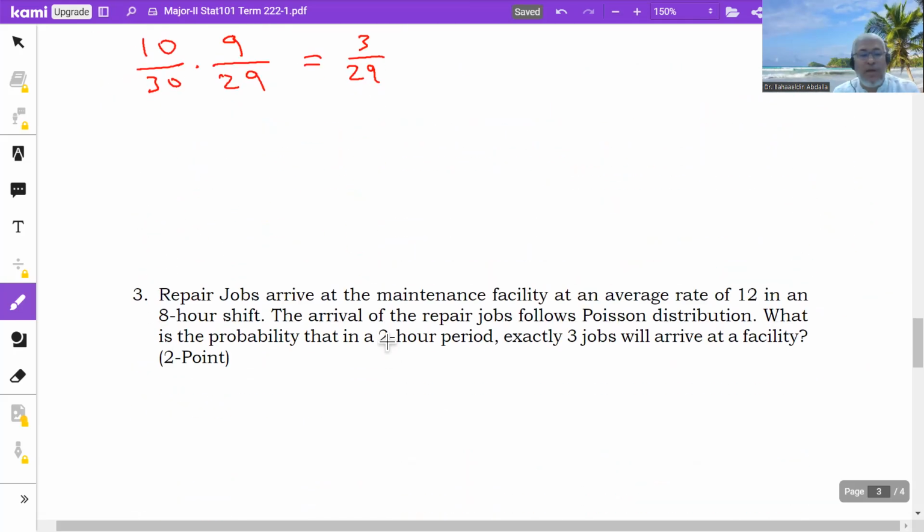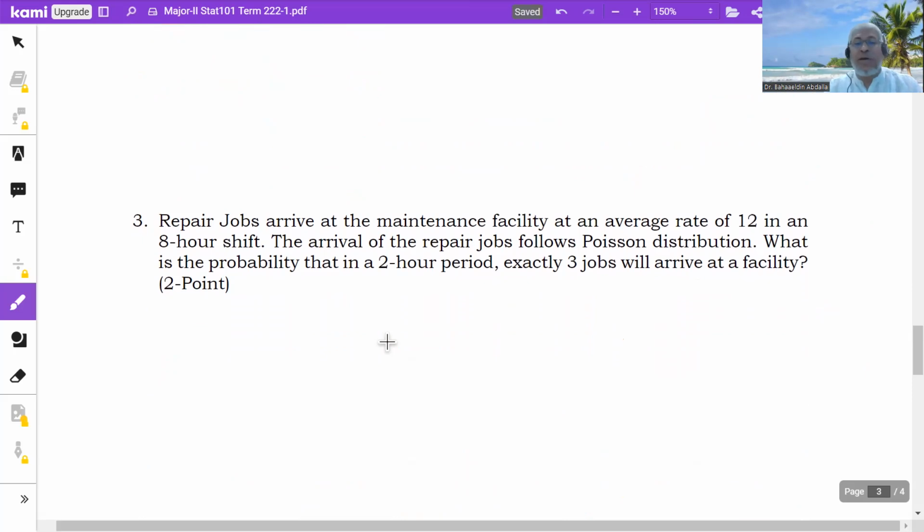Okay. Repair jobs arrive at the maintenance facility at an average rate of 12 in an 8-hour shift. This is again Poisson distribution. So lambda is 12 in an 8-hour shift. This is the average in an 8-hour shift. The arrival of the repair jobs follows Poisson distribution.